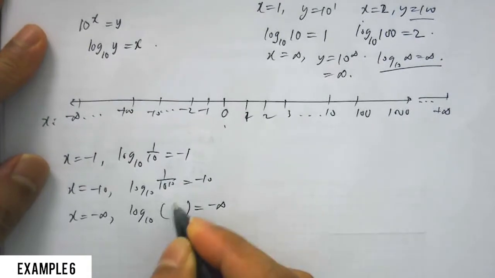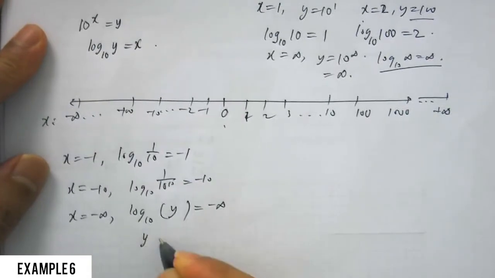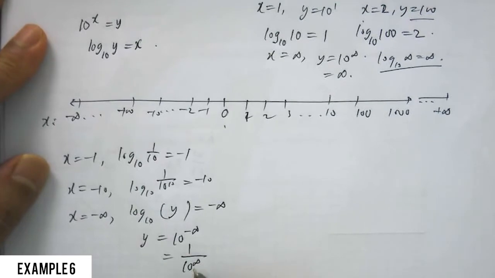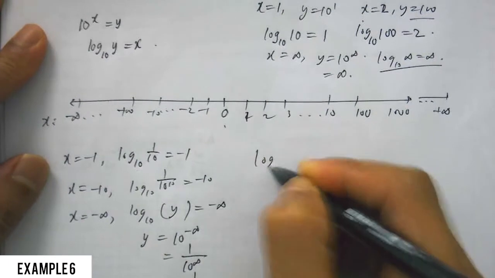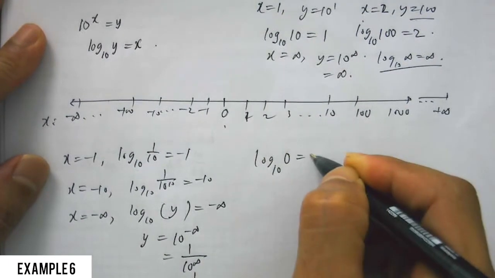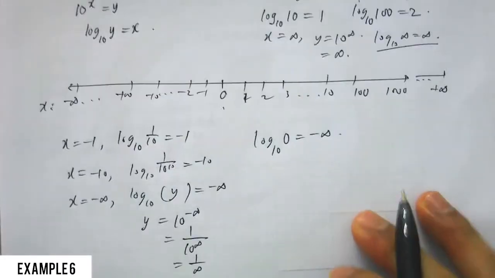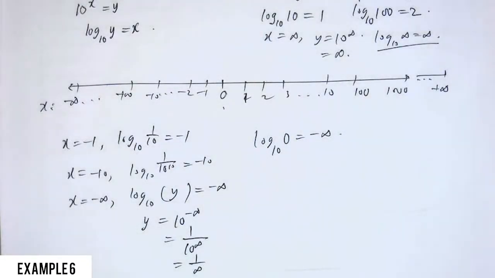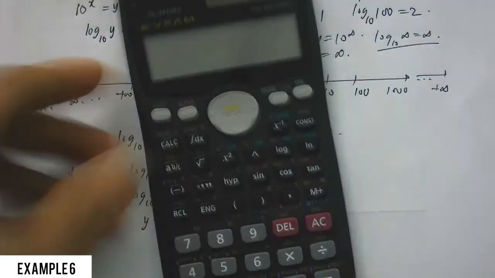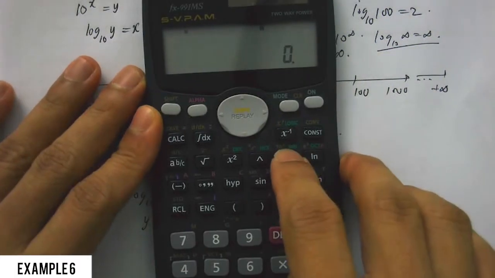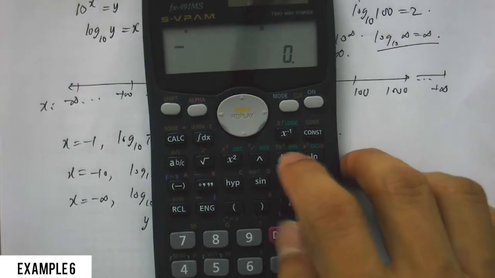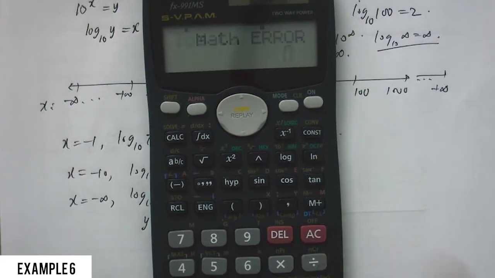To find out what the y value is, think this way: y is now 10 power negative infinity, which is 1 over 10 power infinity. And 1 over infinity is 0. So what I'm saying is that if you put log base 10 of 0, you get negative infinity. So it's actually impossible to find log base 10 of 0. If you try to type this in a calculator, by the way, this LOG here is log base 10. You type log 0, you get math error.